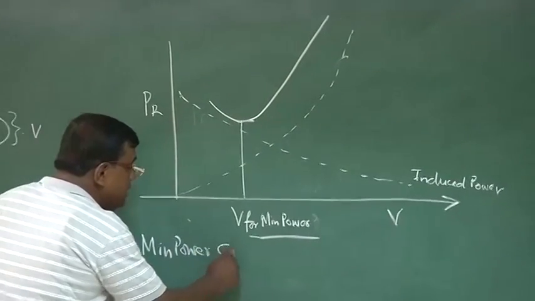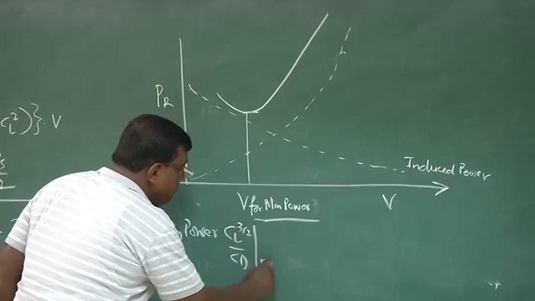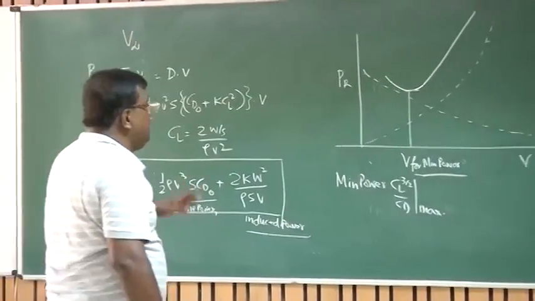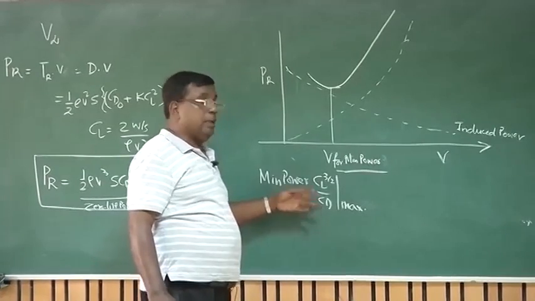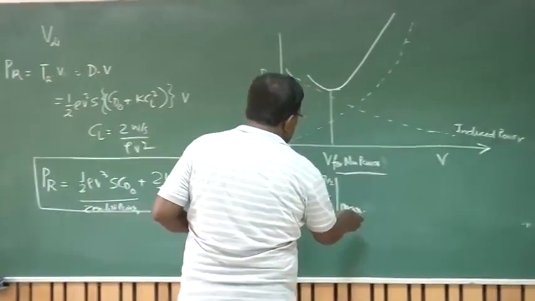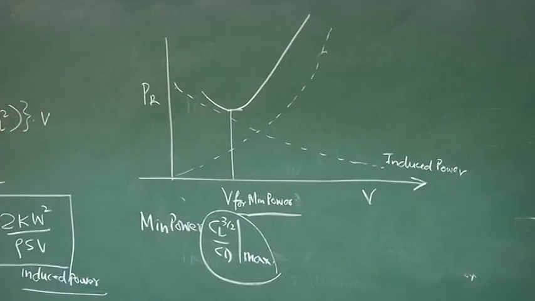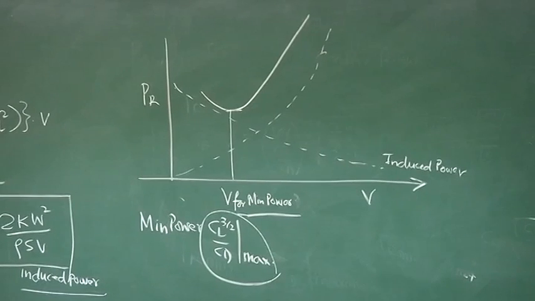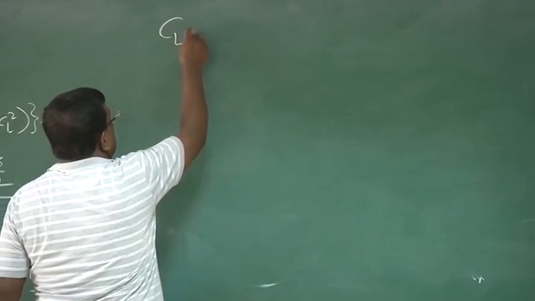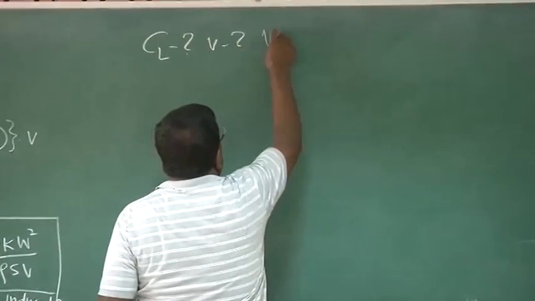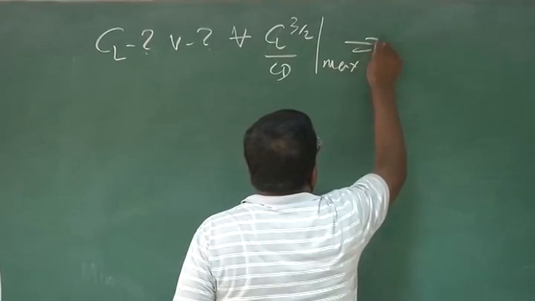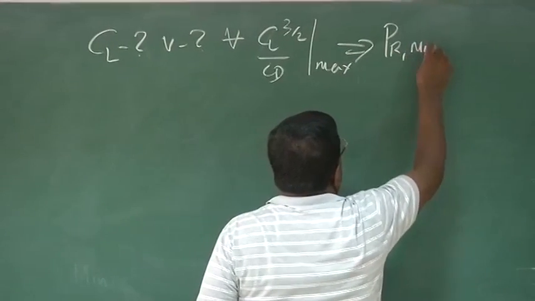for minimum power, we have seen that CL 3 by 2 by CD should be maximum. What is the meaning? If I want to fly at minimum power, I should fly corresponding to that CL for which this is maximum. And naturally, for that CL, there is a fixed velocity because it is a cruise for a given altitude. So we'll now find out analytically what is that CL for which I should fly so that I get minimum power. So the question I'm asking is, what is that CL or V for which CL 3 by 2 by CD is maximum, that will ensure I'm flying at power required minimum. Okay?